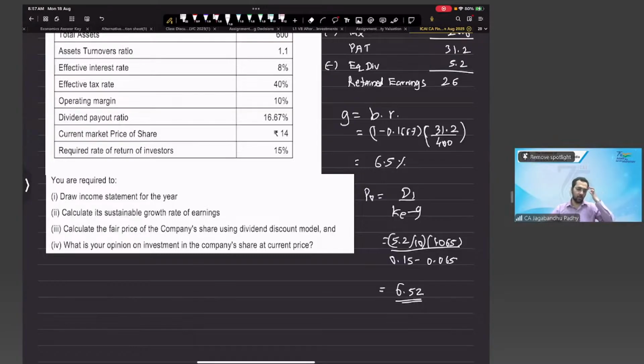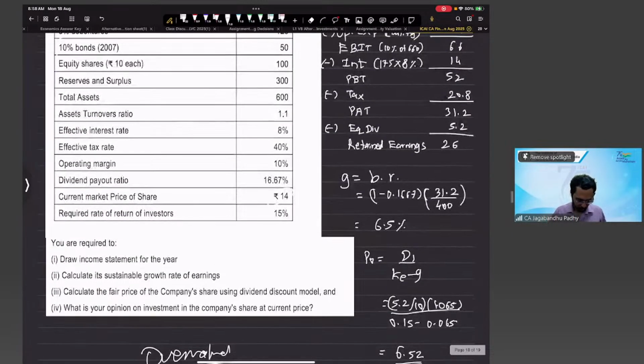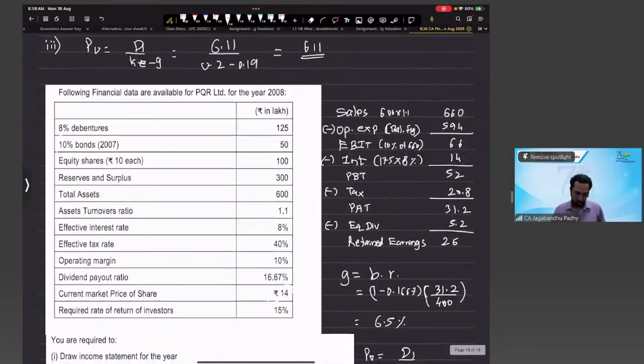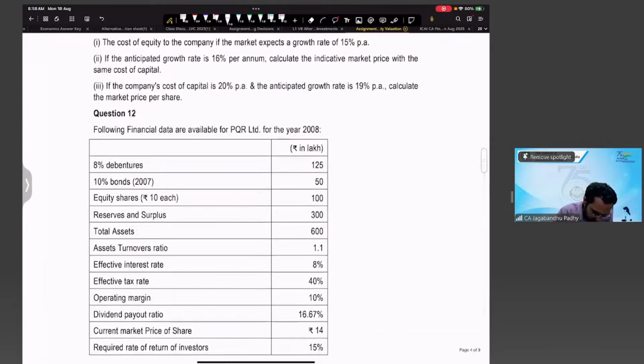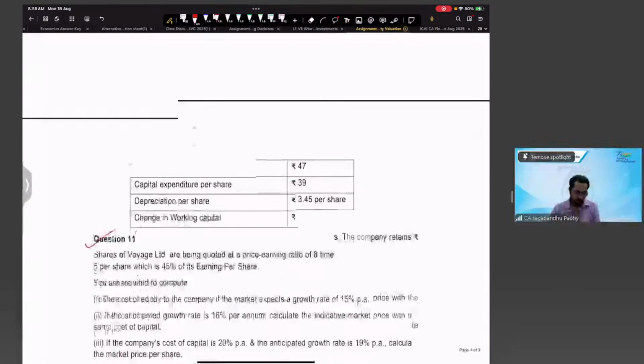So if it is 6.52, can you tell me what is your opinion regarding the price of the share? Is it overvalued or undervalued? It's overvalued. Price is 400. So this is definitely overvalued. Correct this? Got it? Yes, sir. Yep, so that's overvalued. Okay, so this was question number 12. So 12 is done. We're done 11, 12.